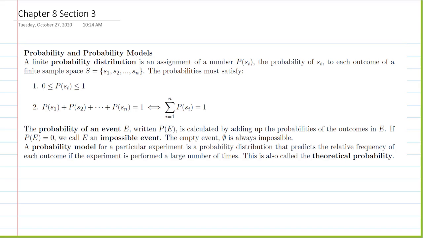So the probability of that event would be 0, and we would say it's impossible. The empty event is always going to be impossible, because for any experiment, something will always happen. There's going to be an outcome. A probability model for a particular experiment is a probability distribution that predicts the relative frequency of each outcome if the experiment is performed a large number of times. So this is what is called the theoretical probability.